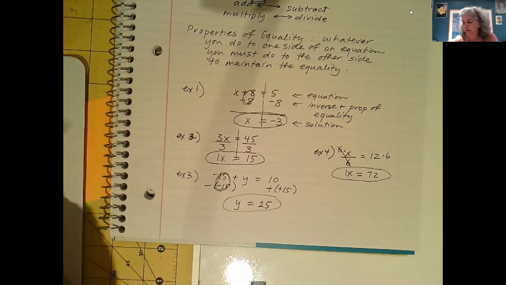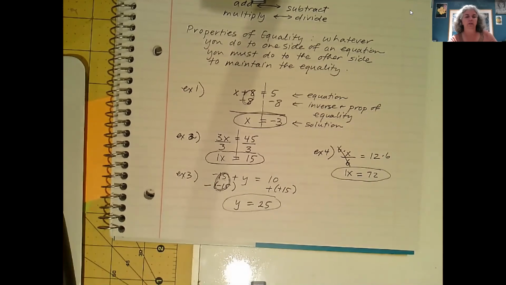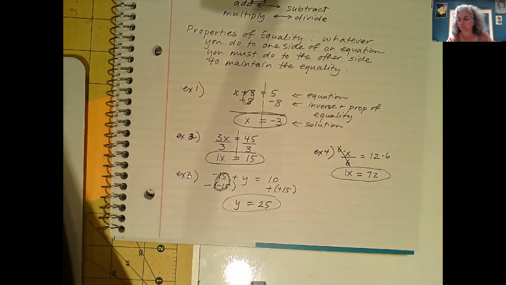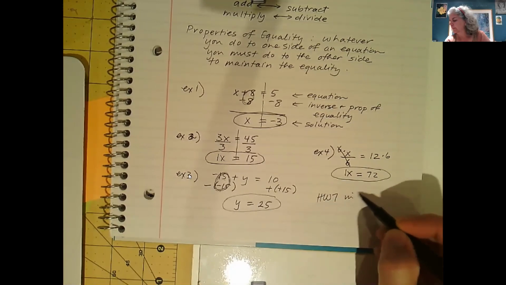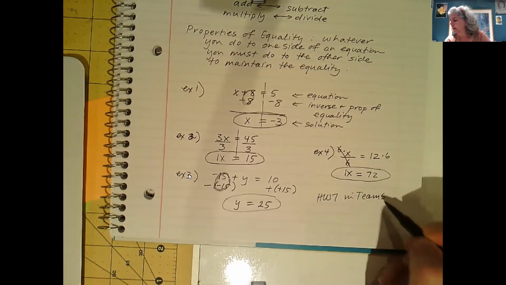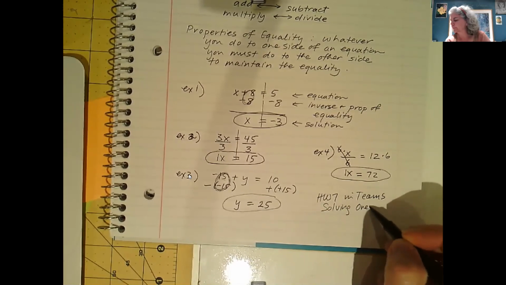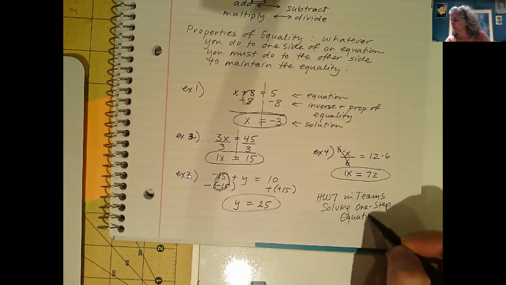Okay, so then this is it. The assignment is in your Teams folder. It's homework 7. It is a worksheet. You need to only do the evens. So let me write that down. So it's homework 7. Look in Teams. It's solving one-step equations. And you only have to do the evens.